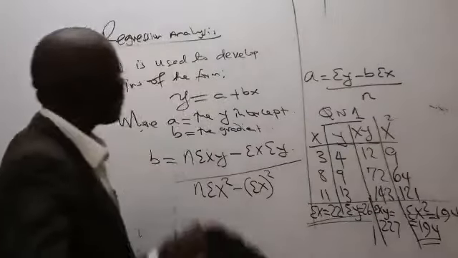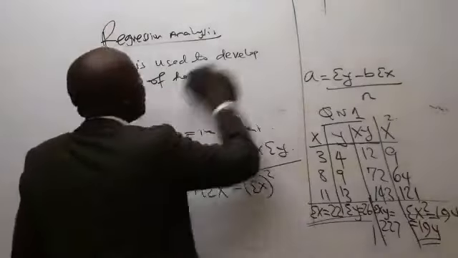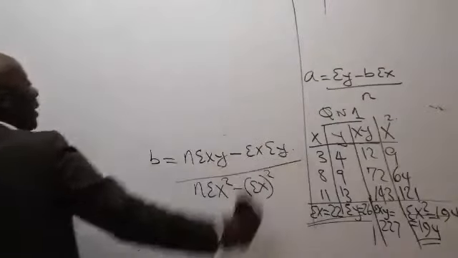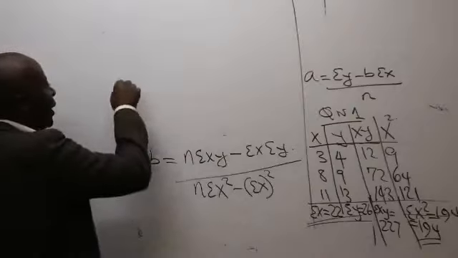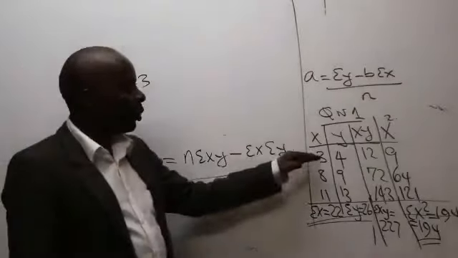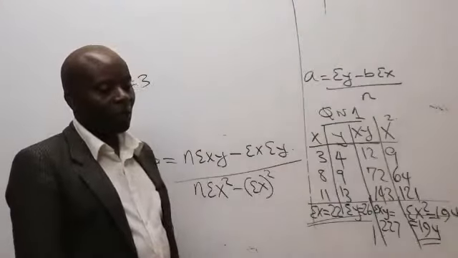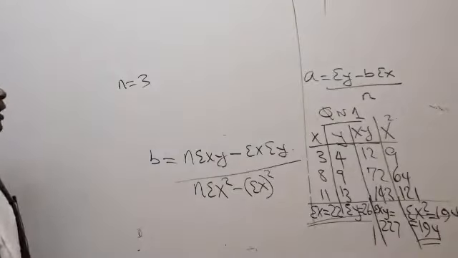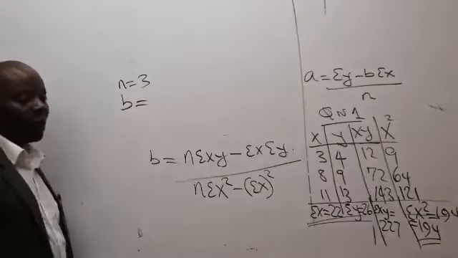Can somebody, first of all, start by giving me the value of n? Is there anybody who is able to see the value of n? So n equals 3, because we're counting the number of points, 1, 2, 3. Number of points are 3. N equals 3. Now we have everything that we need to be able to get the value of b.